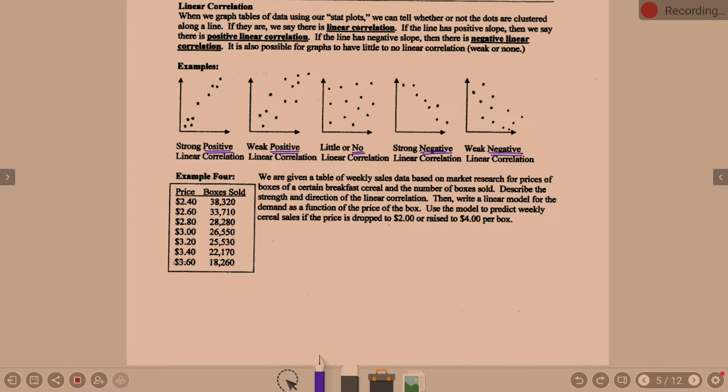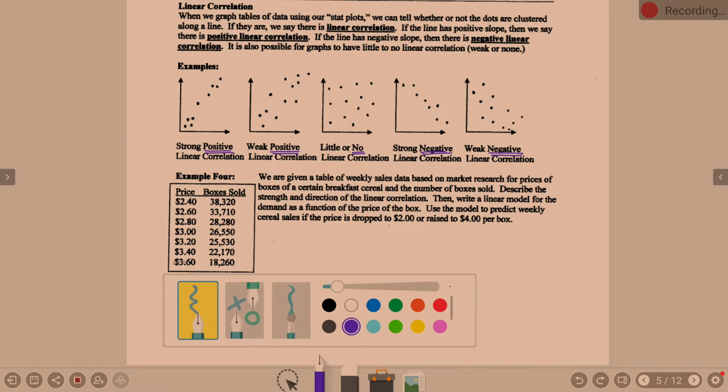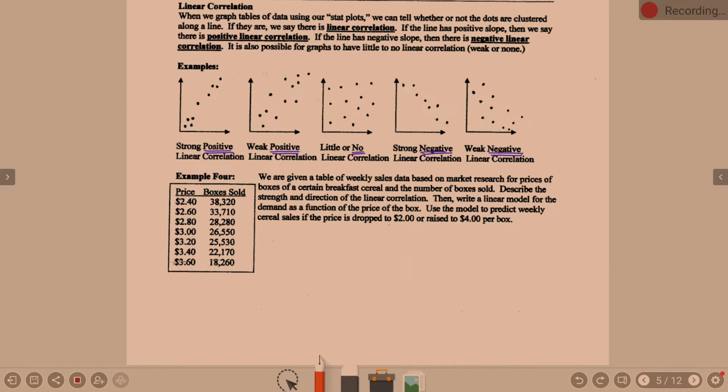So, the first thing it's asking us to do is describe the strength and direction of the linear correlation. This is positive correlation, negative correlation, no correlation. So what do we need to do to figure that out? We need to graph them. Now, we can graph them by hand.